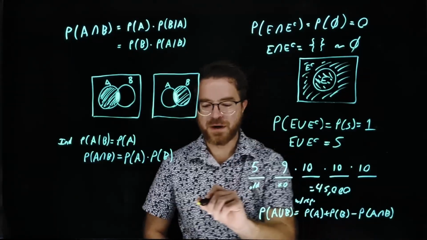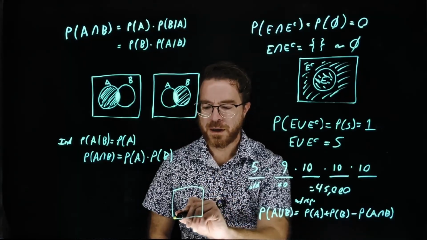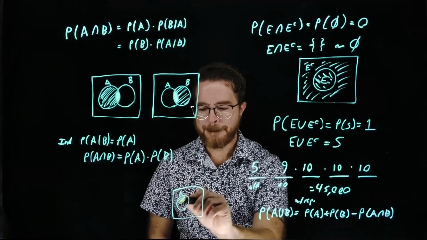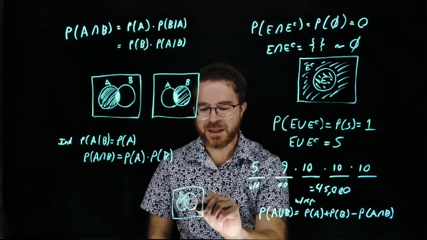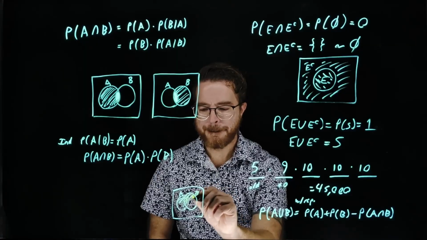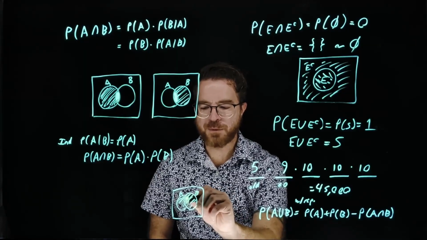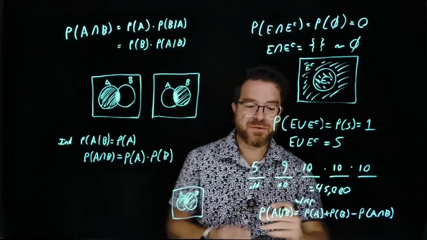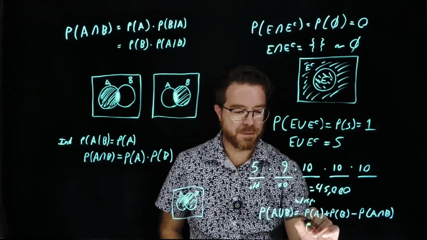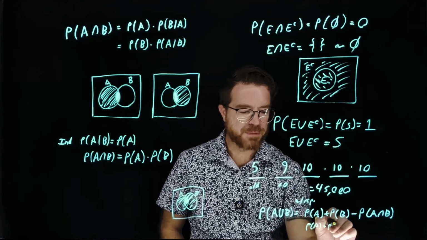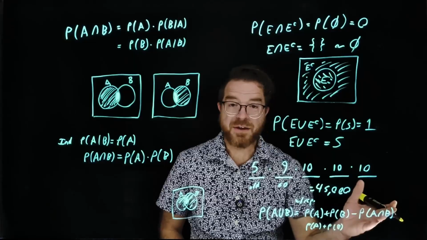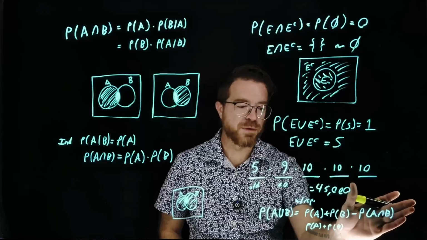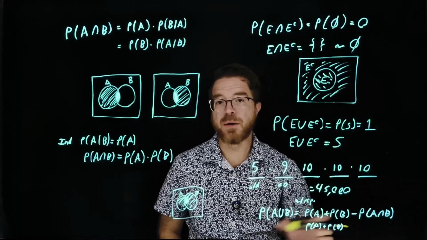And this is because if I were again to draw a Venn diagram, I'm looking at everything in A. I'm looking at everything in B. But I've double counted the center part, so I have to subtract out the intersection. If they were mutually exclusive, this would become probability of A plus probability of B minus nothing, because when they're mutually exclusive, this term goes to 0.